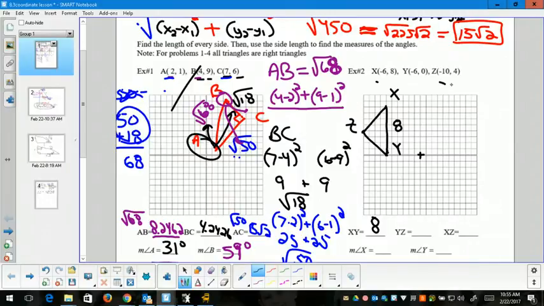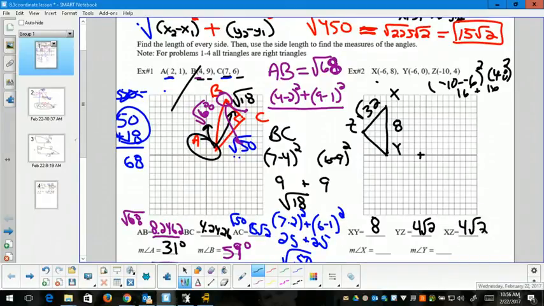For xz, be careful with that minus and negative. 16 and 16 is 32, so that's the square root of 32, which in simplest radical form is 4 square roots of 2. And the same is also true for yz. You should have gotten the same thing for both of those. Is there anyone who did not get those numbers?